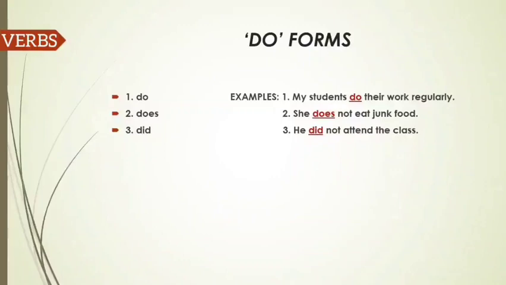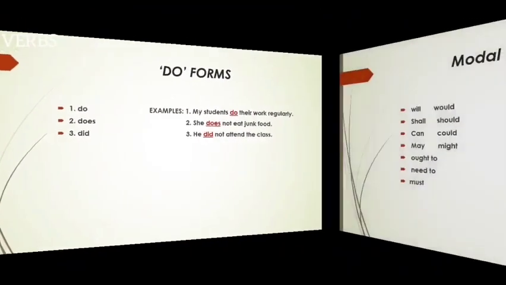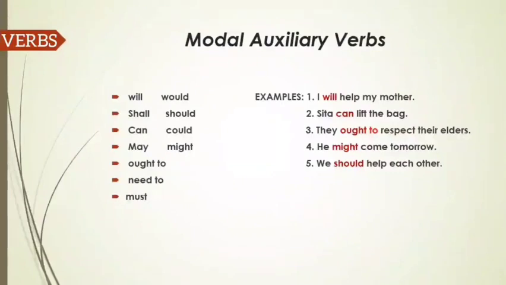Do forms. My students do their work regularly. She does not eat junk food. He did not attend the classes. So do, does and did. Did is the past form of do and does is the third person singular. Keep it in mind, children. The do verb is not visible in the present form but is visible in the past form and the negative form.